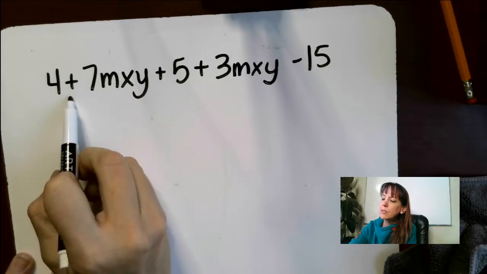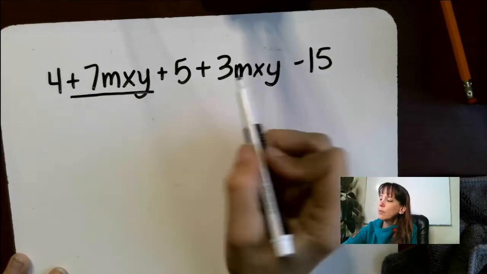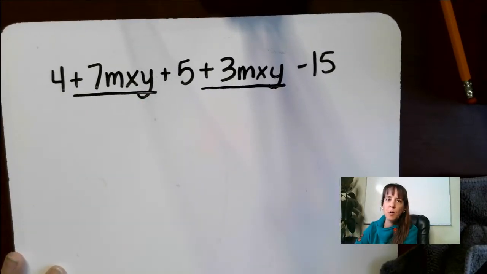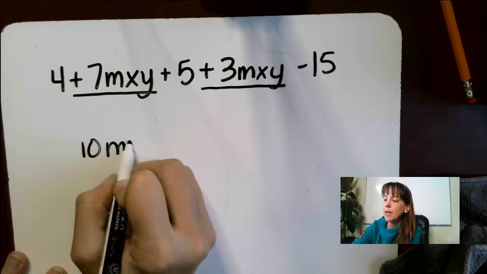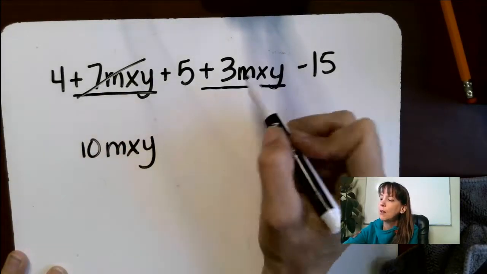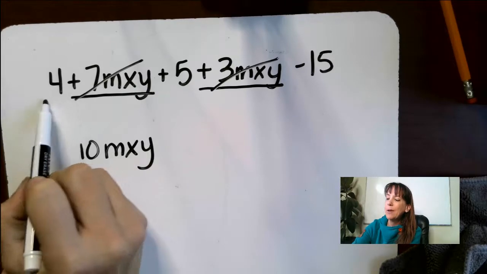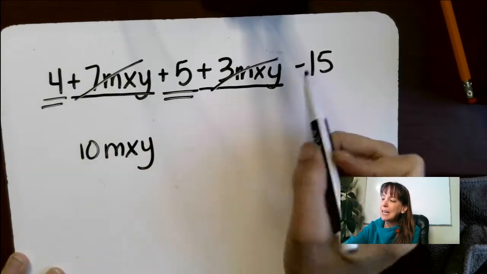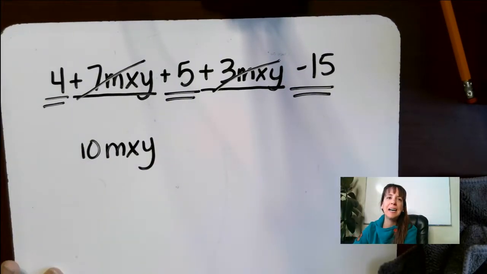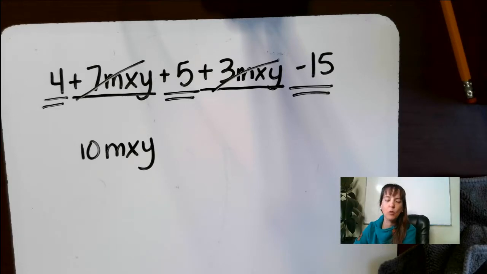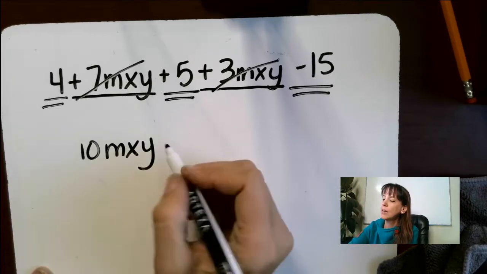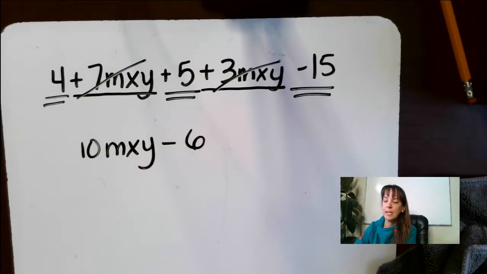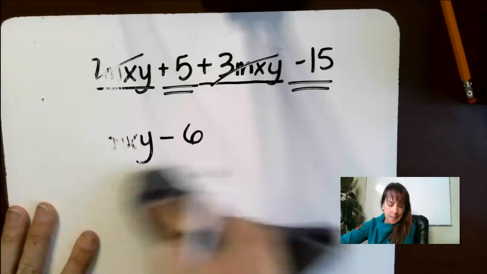So let's start with this. We have 7mxy. We have plus 3mxy. That gives us 10mxy. We can cross those out to get them out of the way. Now we have 4 plus 5 is 9 minus 15. 9 minus 15 will give us negative 6. Negative 6. And there you go. You can't combine anything else. So we are good to go.